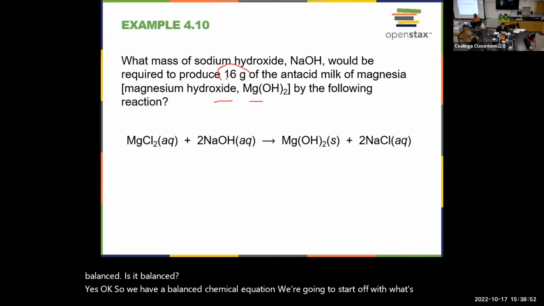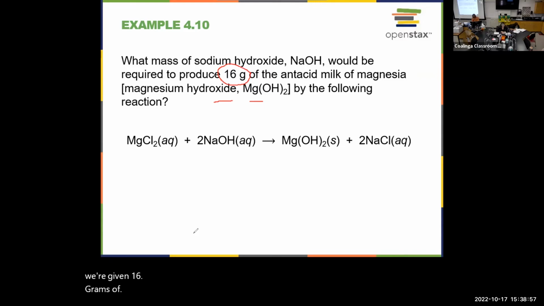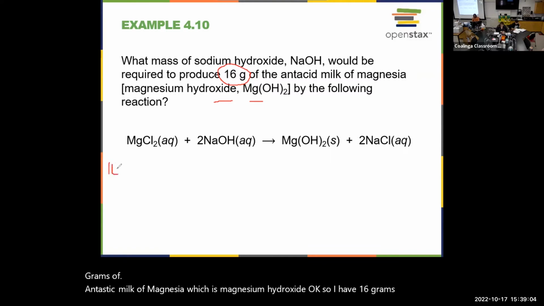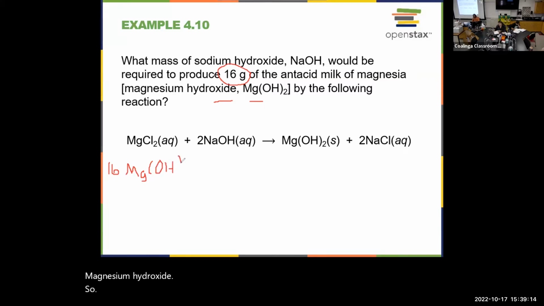We're given 16 grams of antacid milk of magnesia, which is magnesium hydroxide. So I have 16 grams of magnesium hydroxide. How can I convert this to moles? How do I go from grams to moles? Molar mass. So what is the molar mass of milk of magnesia?